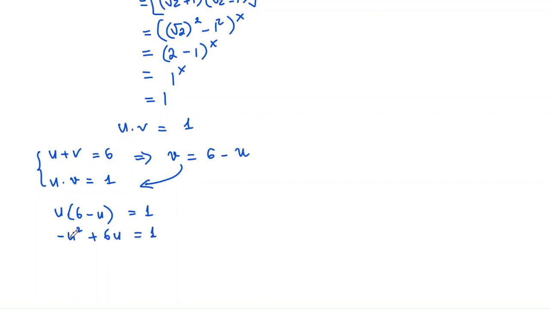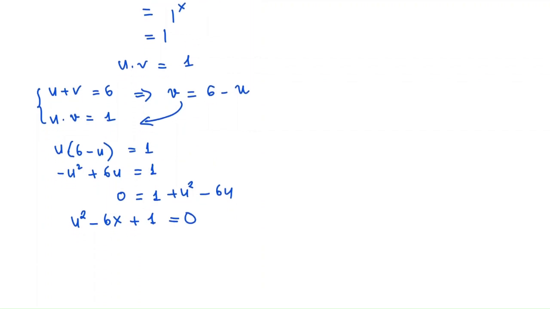Rearrange this. I move the left hand side to the right hand side. So this negative becomes positive here, and the positive here becomes negative on the other side. So I would have 0 here, so 1 plus u squared minus 6u. Rearranging again, I would have u squared minus 6u plus 1 equals 0. So now we have this equation to solve.